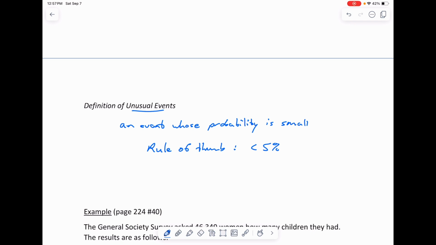We'll see this idea pop up a lot as we get into some of the later lessons where we'll talk about significance tests. It's a way of trying to show evidence for or against a claim, and we'll use this benchmark of 5% as a way to determine whether or not the evidence is convincing or not.